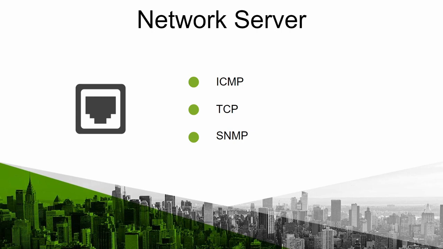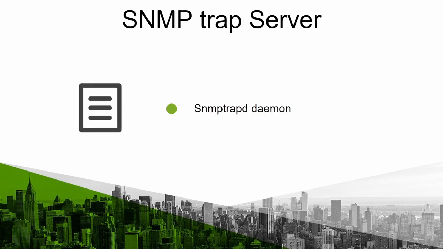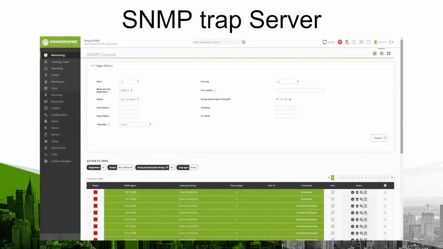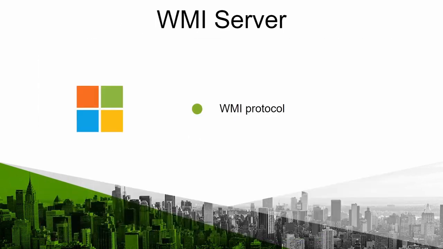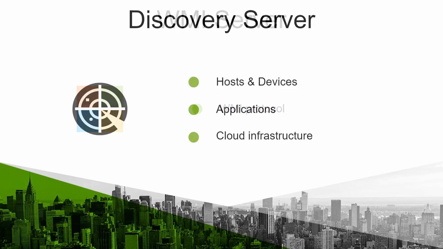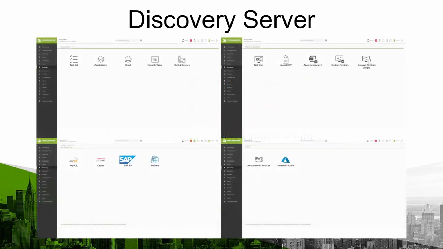The SNMP trap server uses the SNMP trap D daemon to receive traps from agents and work with them later in the trap console. The WMI server is specifically designed to remotely monitor Windows systems using the WMI protocol, and this Microsoft standard must be configured with appropriate agents. The discovery server performs the network scanning task of your choosing to detect new nodes. Includes the possibility of detecting their operating system and setting the network topology. It can also work with scheduled tasks and launch specific monitoring on virtual environments, clouds, databases or applications.